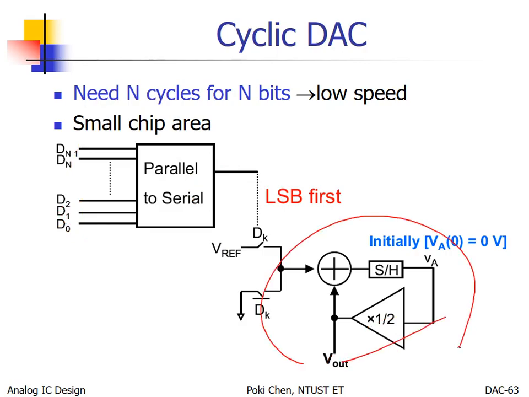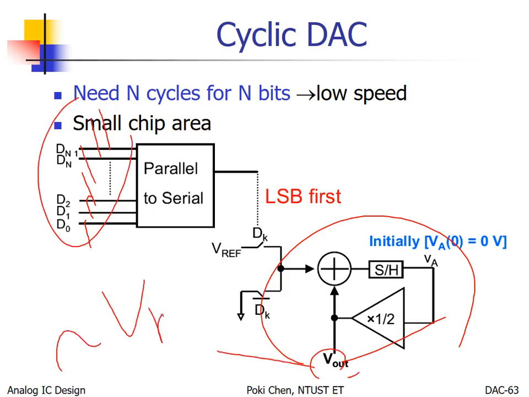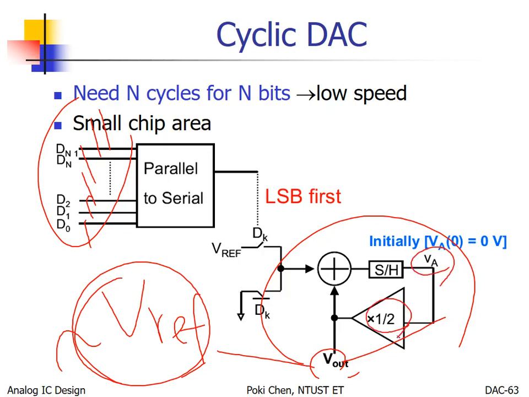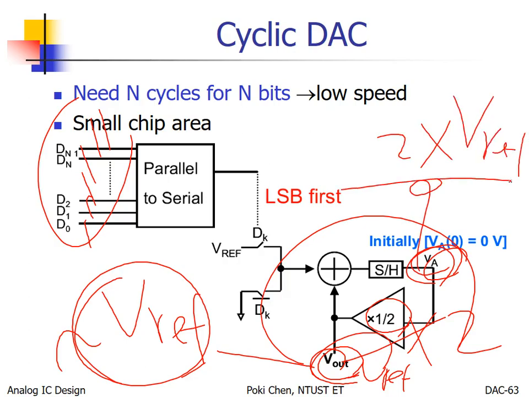of this? Two major problems. First of all, you need to be very careful because if all of them are one, as you can guess, the output should be very close to V reference, right? For any kind of DAC, they have the same situation. But VA is divided by 2 to become your V out. On the contrary, VA is multiplied from your V out by 2. So if you have V reference here, then VA should be very close to this. Okay? You must be very careful.